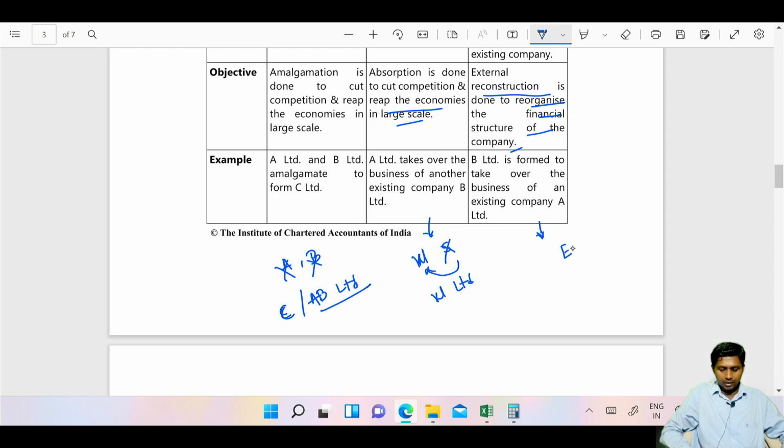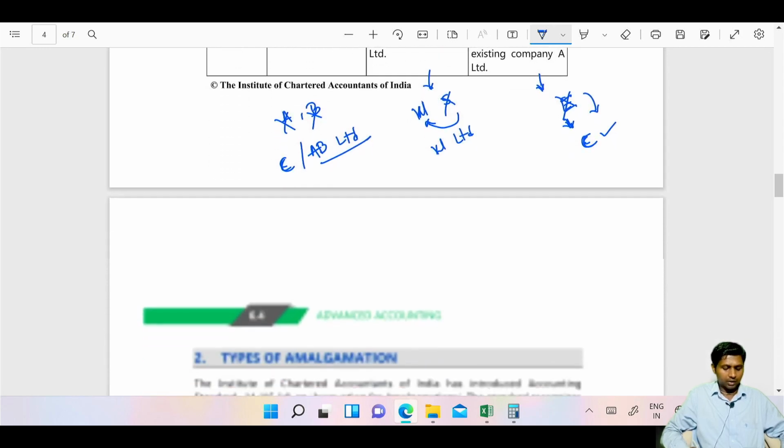Currently we have E, and due to financial constraints, investors are not investing. To change the liability as well as asset structure, and to write the assets at their book value, we change E to what? Let's say C. We are closing E and then forming C. You will find C is a new company, and this new company has taken the business of E. This is what? External reconstruction.